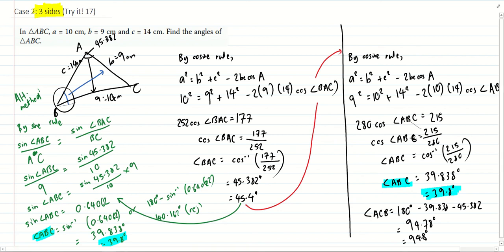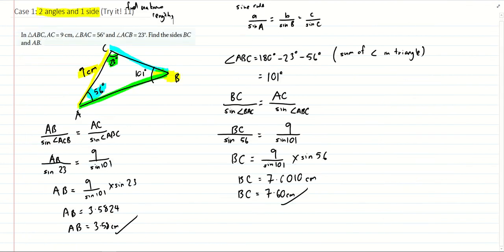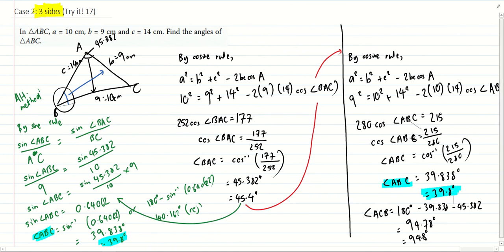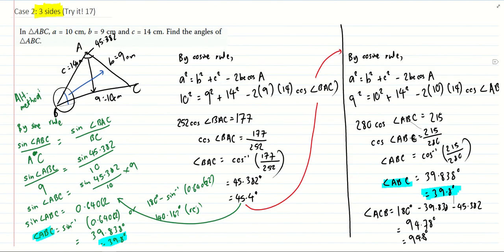So you realize that so far we've been through four different cases. If two angles and one side are given and I want to find an unknown length, then I will use the sine rule. If I want to find unknown angles and I have two sides and a non-included angle, then I will use the sine rule as well. But if I'm given two sides and an included angle, or three sides even, then I will use the cosine rule.